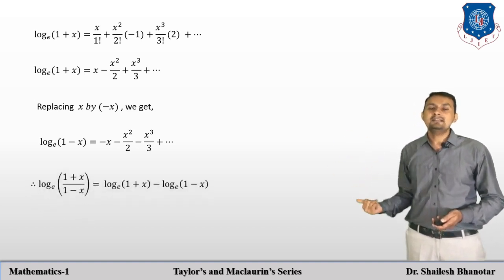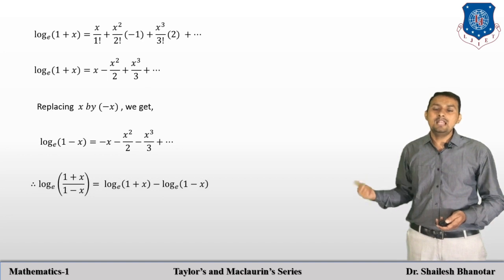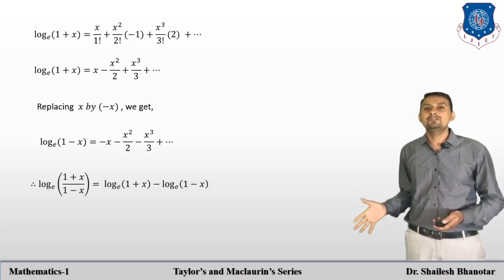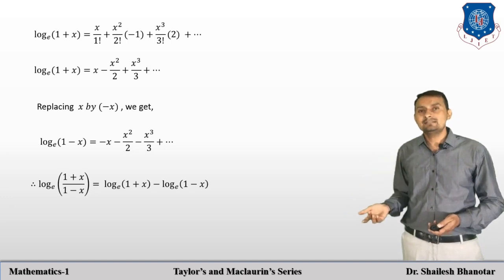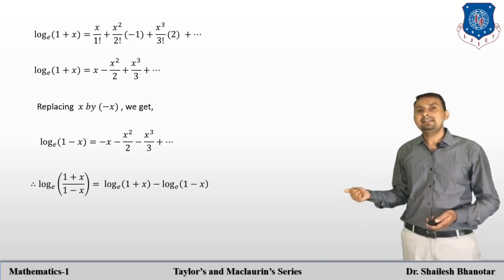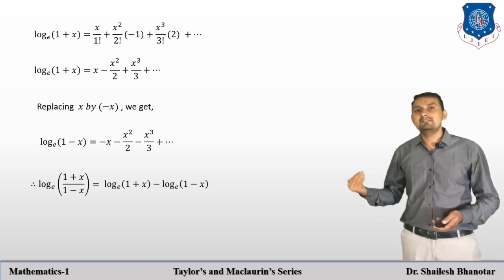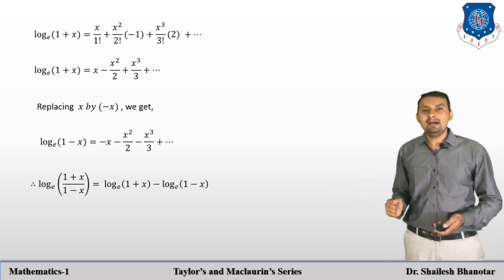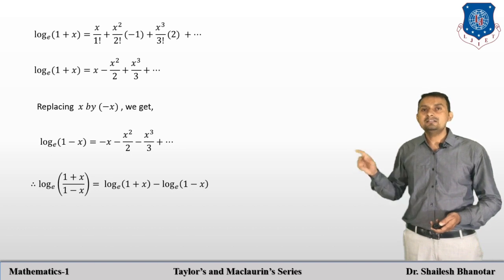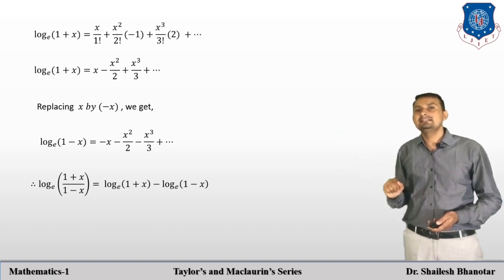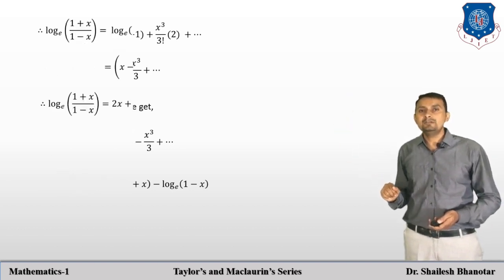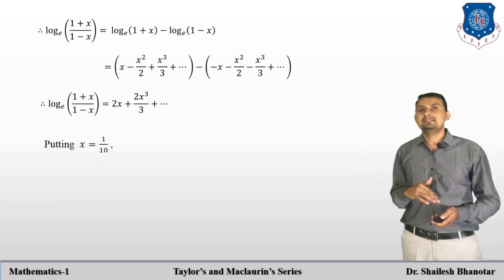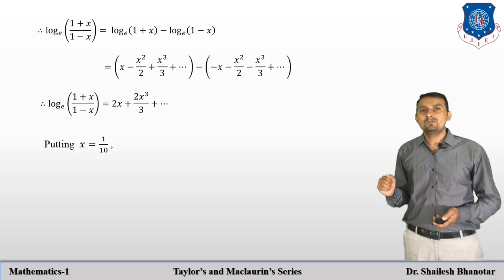Ultimately our target was log 1 plus x divided by 1 minus x, which we want to represent in the Maclaurin series form. That means we can write log a divided by b is equal to log a minus log b. So log 1 plus x minus log 1 minus x, already we have derived the first and second expressions, and we put it as 2 times x plus 2x cubed divided by 3 plus and so on. And that is exactly the required Maclaurin series.